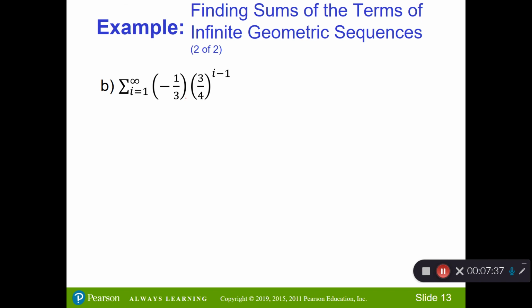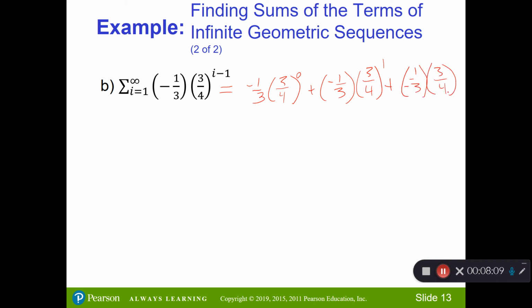All right, let's do the same thing here. Now, notice that if I expand this a little, plug in i equals 1, I'd get negative 1/3 times 3/4 to the 0. Anything to the 0th power other than 0 is a 1. Then plus negative 1/3 times 3/4 to the, I'm plugging in a 2, so 2 minus 1 is 1. And then plus negative 1/3 times 3/4 squared, and so on. So I can see my r is 3/4.